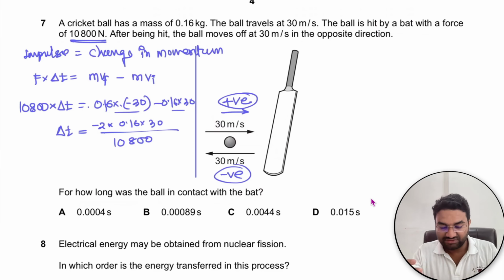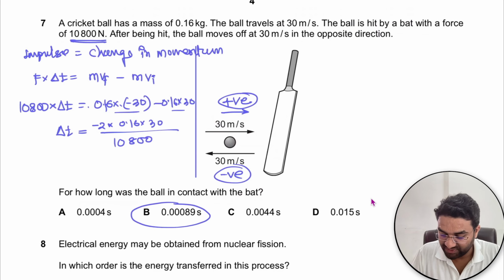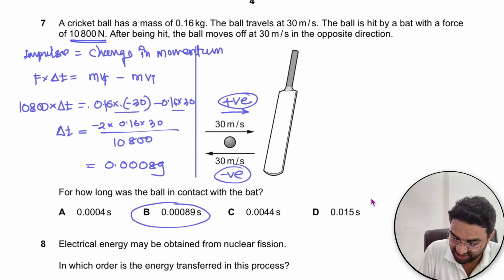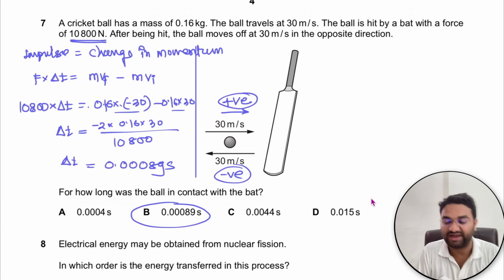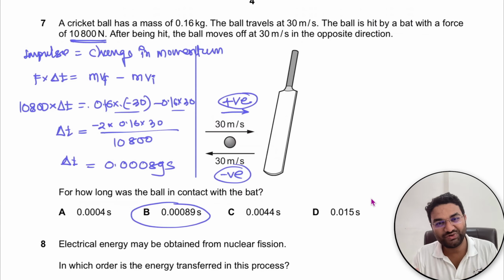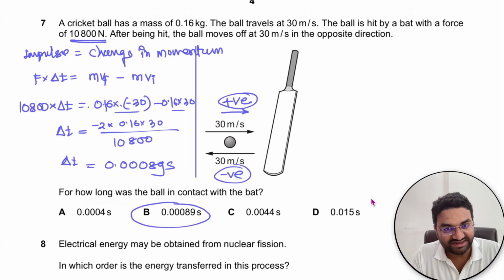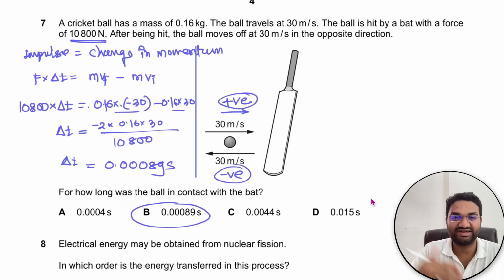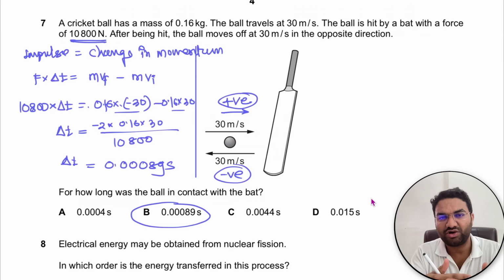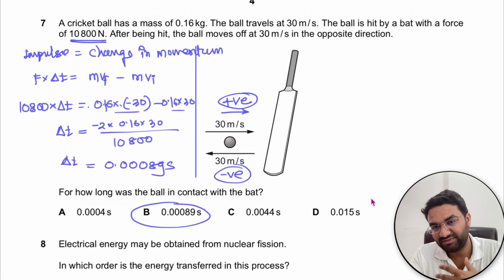If you do all this calculation in your calculator, we will get 0.00089 second. It's the time. Isn't it too small? I hope you must have been watching cricket matches. If not, just watch it. When the player actually bowls, the contact between the ball and the bat is very minimal.